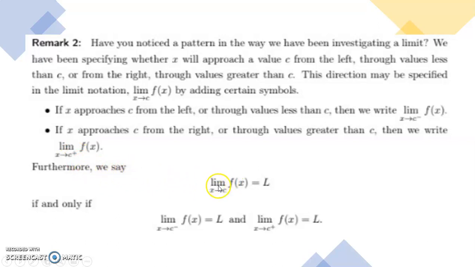Furthermore, we say that limit of f of x as x approaches c is L if and only if, take note of the condition, if and only if limit of f of x as x approaches c from the left is L and limit of f of x as x approaches c from the right is L. So dapat if we approach c both from the left or from the right, pareho yung value ng f of x na ina-approach nila for a limit to exist.